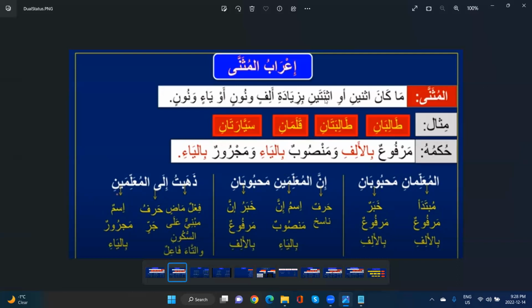Basically it's saying that whether it is male or female, you're going to add the ending ani, nani. Talibani. In the previous one, when we had the mufrad, we had talibun. Dual of talibun in rafa will be talibani. And then female will be talibatani. We also had kalamun in the previous slide, so it will become kalamani. And we had sayaratun, so it will become sayaratani. Two cars, right? So marfu'un bil alif wa mansubun bil ya wa majrurun bil ya.